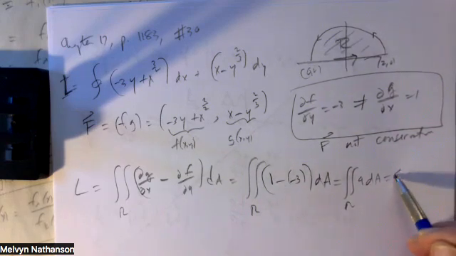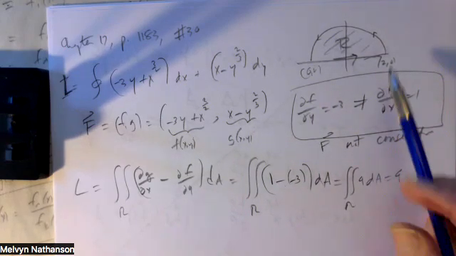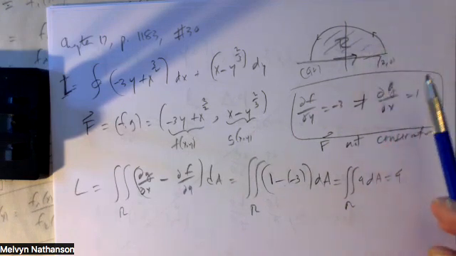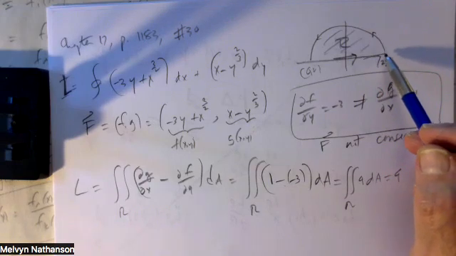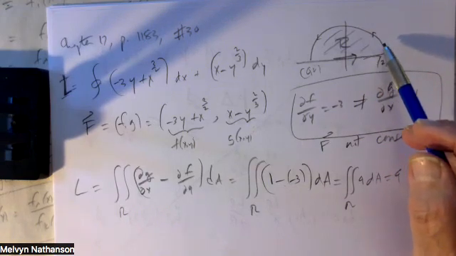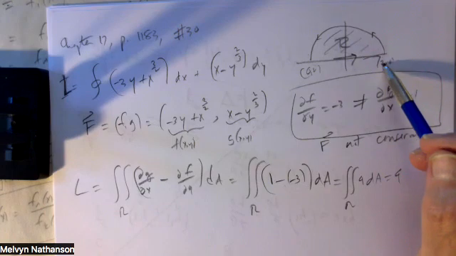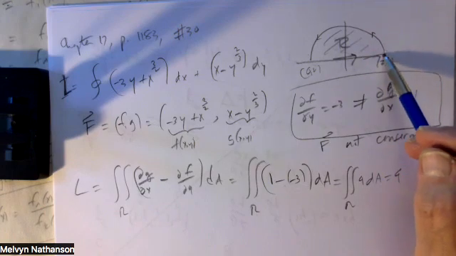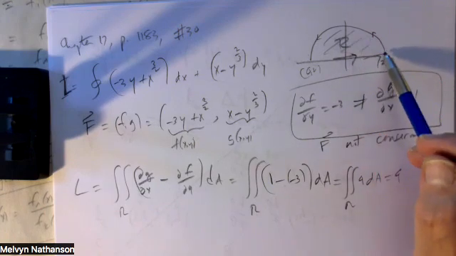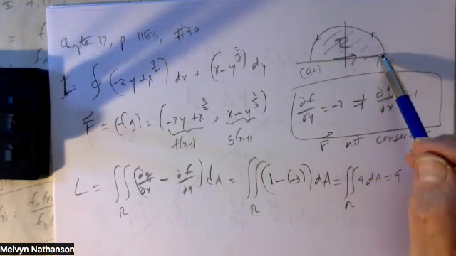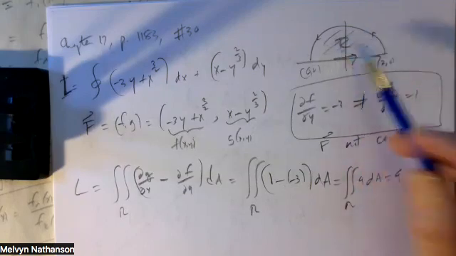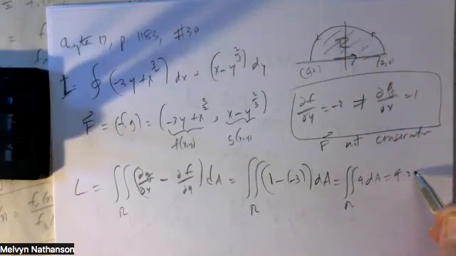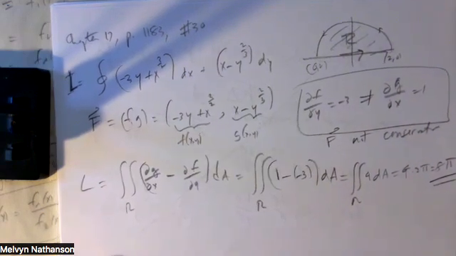That's just 4 times, when you integrate 1 over a region, you just get the area of the region. What's the area of a circle of radius 2? The area of a circle is pi r squared. If r is 2, r squared is 4. So the area of a circle of radius 2 is 4 pi. This is a semicircle, that's half of it. So this area is 2 pi, so we get 4 times 2 pi, or 8 pi, and that's the answer.